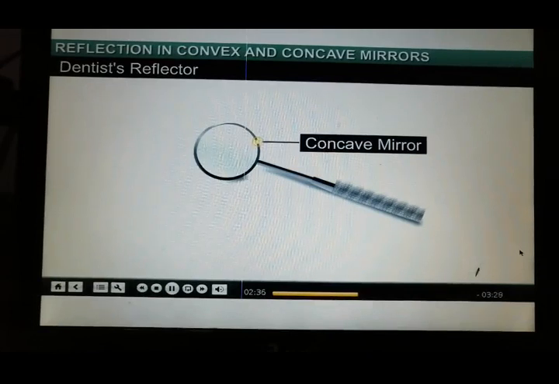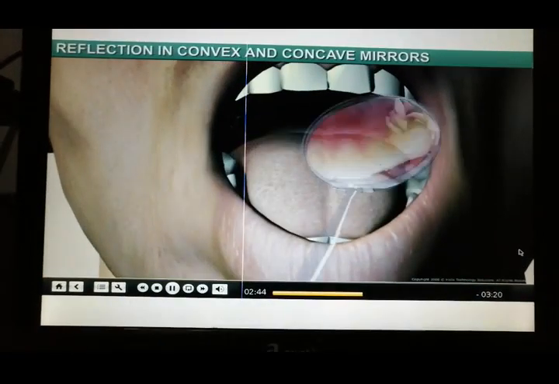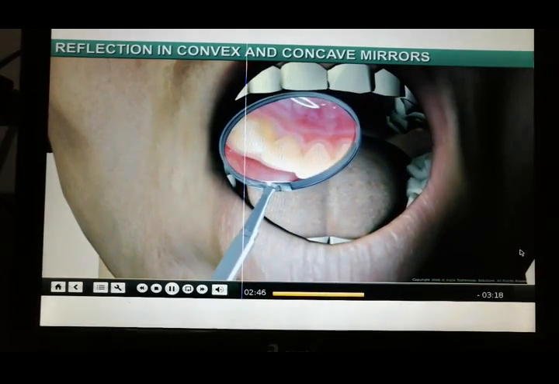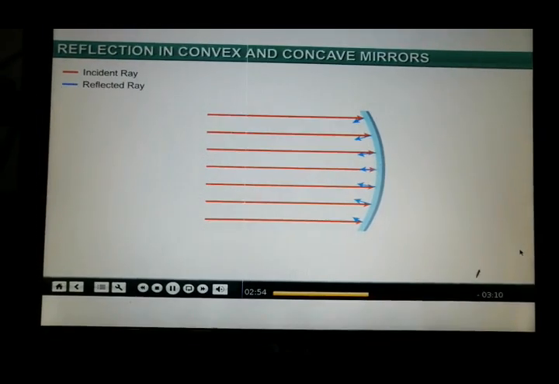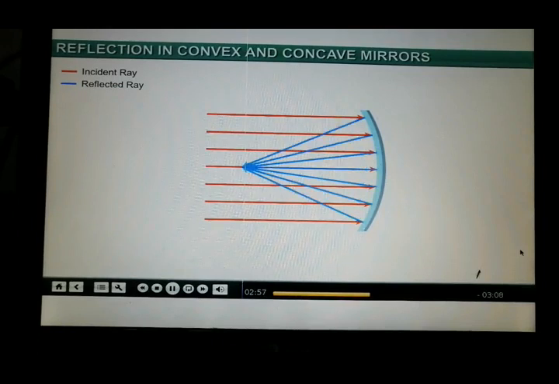In concave mirrors, such as a dentist's reflector, the reflection of rays is somewhat different from that in convex mirrors. Concave mirrors help enlarge the images of faraway objects or view objects that you cannot directly see due to their position. As in convex mirrors, reflection of rays in concave mirrors also follows certain rules.